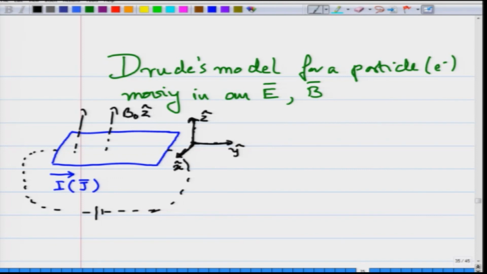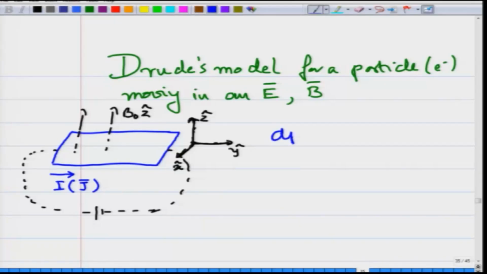So, we start off again with the Drude's equation, that the rate of change of momentum of the particle is minus p divided by tau plus f of t, where f is the force which is acting on the electron or the particle as a function of time, but here we are going to consider all static fields. Electric field is static, magnetic field is static. So, they are not dependent on time.